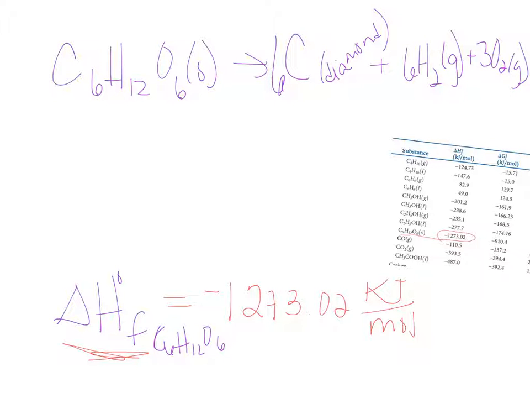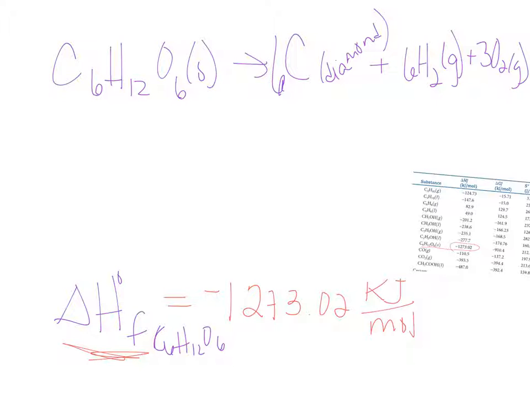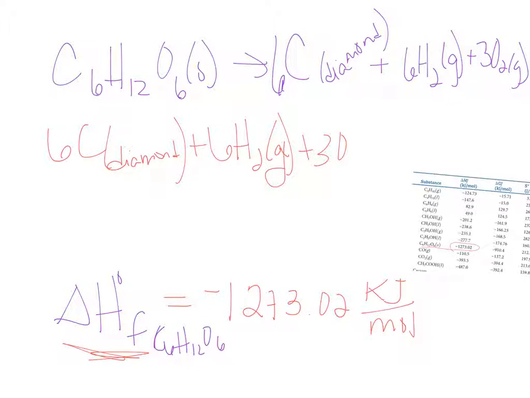So first thing we need to do is flip this around, definitely, so that it's actually forming something and not decomposing. So we'll take 6 carbons that are in the diamond form plus 6 moles of hydrogen gas plus 3 moles of oxygen gas, making C6H12O6. This is balanced. Okay, so now we are making what we want to make. That's good. This is a formation or a synthesis reaction. Formation is a more specific definition than synthesis, because in formation you just make one thing from its elements.